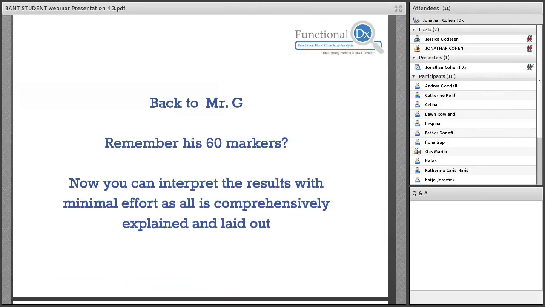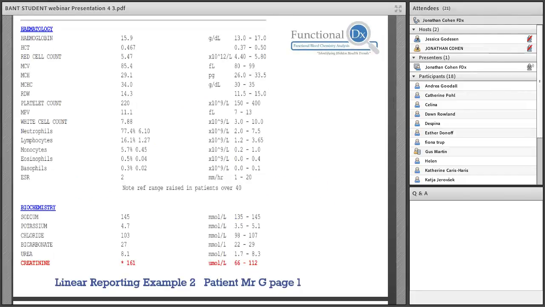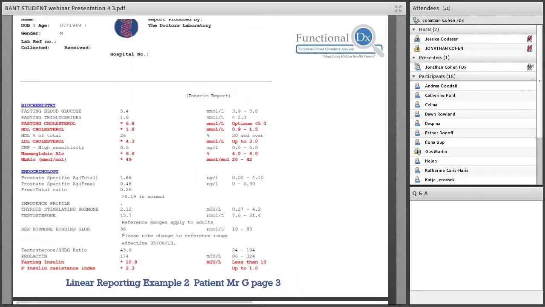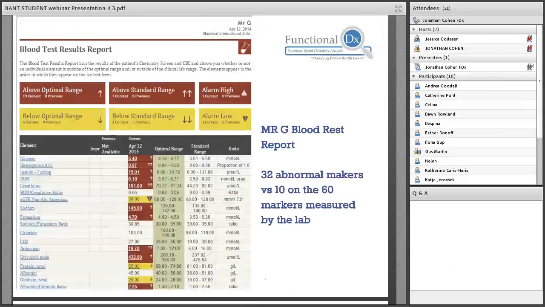So we go back to Mr. G. Now here are 3 pages of 60 biomarkers, which is pretty enormous. You can interpret the results with minimum effort because it's all comprehensively explained and laid out for you. Here are his 3 pages. I said there were about 10 markers in there, and here is his blood test report: 32 abnormal markers versus 10 on the 60 markers measured by the lab. Now they're starting to make sense of the number of dysfunctional elements he's bringing into clinic. Incredibly helpful and useful.